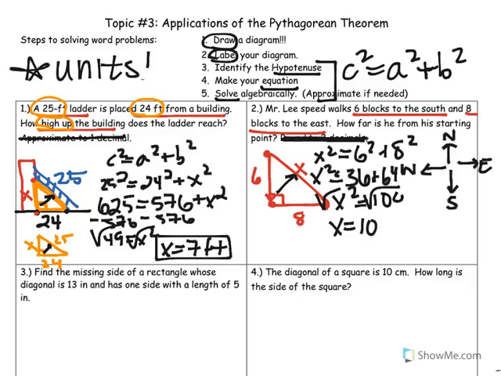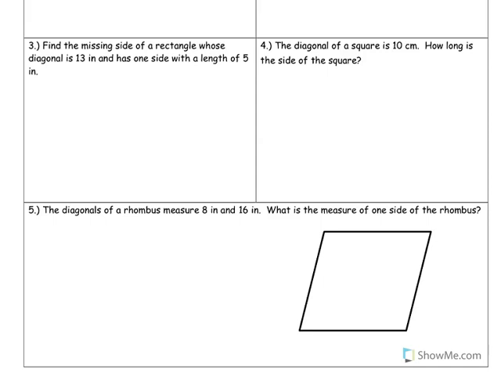And now don't forget our units. 10 what? 10 blocks. And there's my answer. Okay? So we have objects leaning up against something creating a triangle, and then actually directions that you use when you could be walking or driving or something that would create a right triangle. Let's look at example number 3.